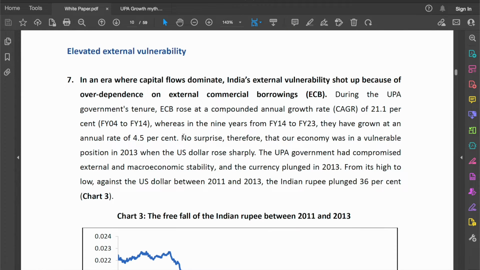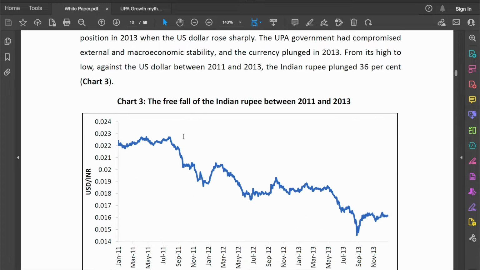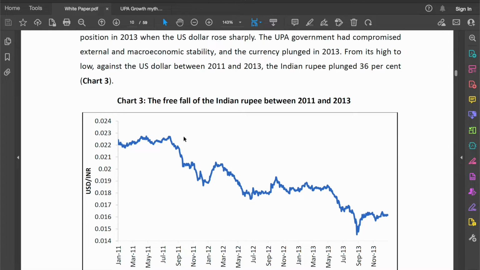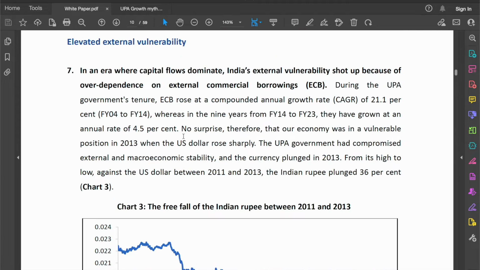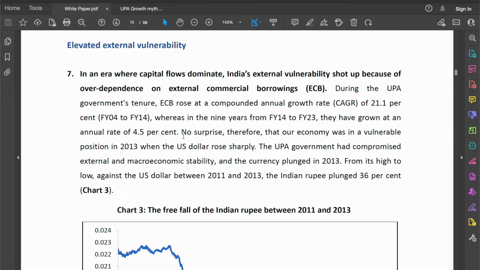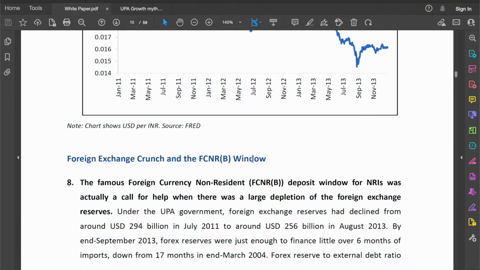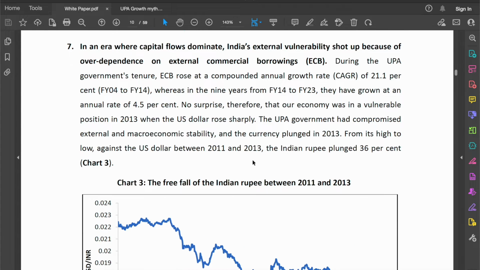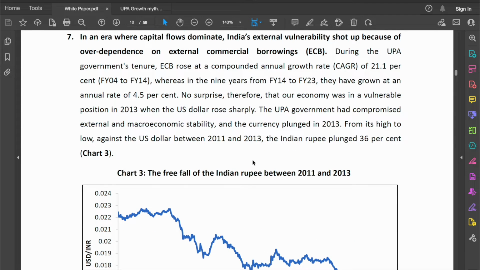External vulnerability: there is a free fall in the Indian rupee. See, I think this is not a great chart, because if we see the value of INR to dollars, it has worsened. So this is not a correct way to represent it. There should have been a different chart, and they have talked about it after some pages, that the current account deficit was up. So there was a twin deficit, which means there was a current account deficit and also a fiscal deficit, and both were at very high levels.